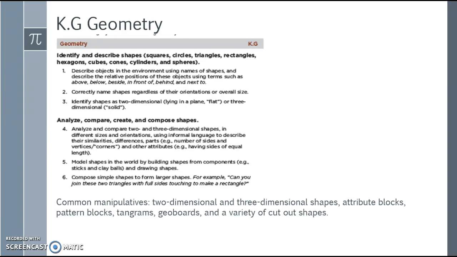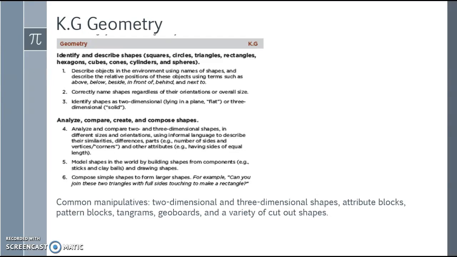such as identifying sides, vertices, or corners, and other attributes of 2D and 3D shapes. Model shapes in the world by building shapes from components, as well as compose simple shapes to form larger shapes. Can you join 2 triangles with full sides touching to make a rectangle?